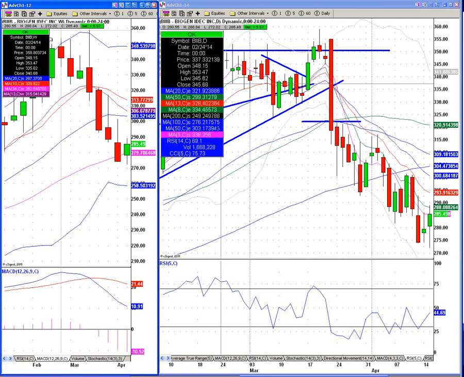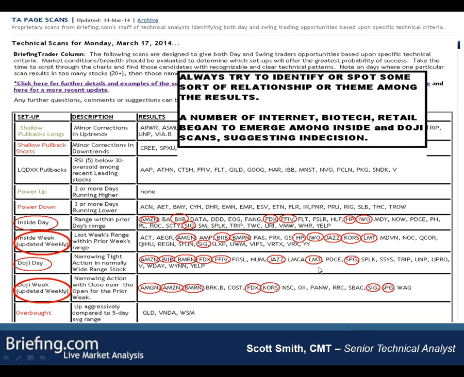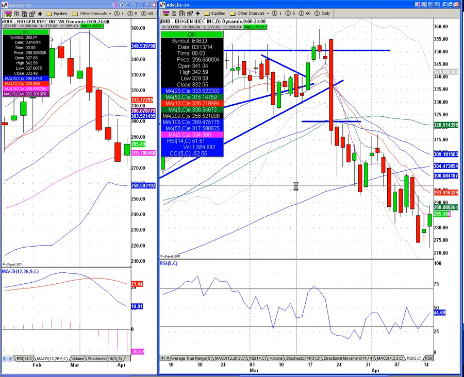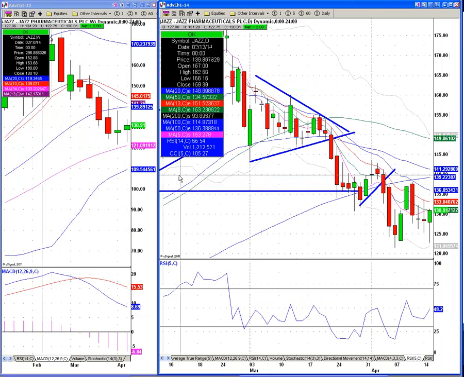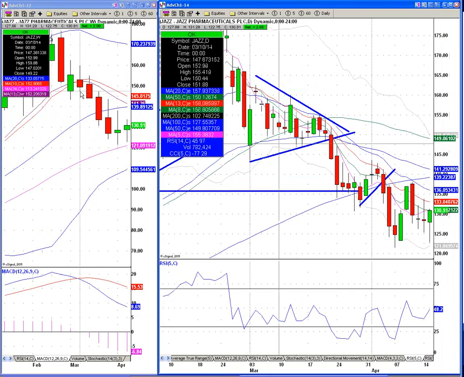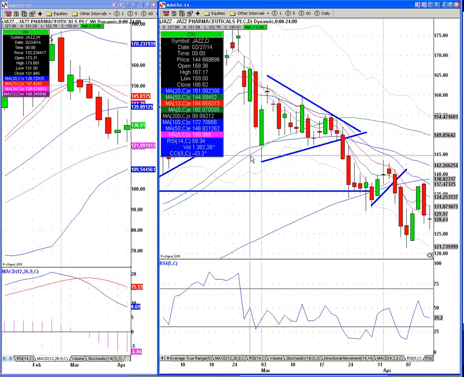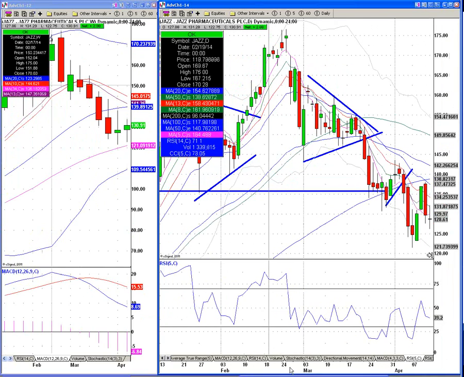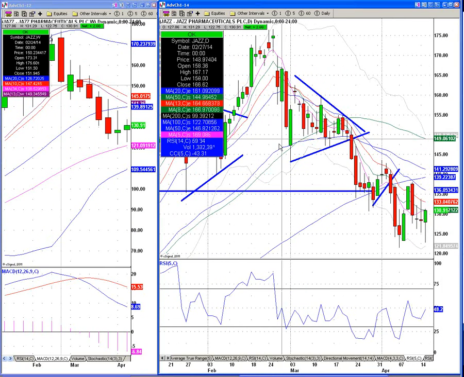Another good example, let's see if we look at that. Biomarin was another one. I have FedEx here, F5, Jazz. Jazz again was a leading Growex biotech name. It was a leading liquid momentum biotech name, and you could see that it actually started coming under a lot of pressure in late February with the biotech sector.